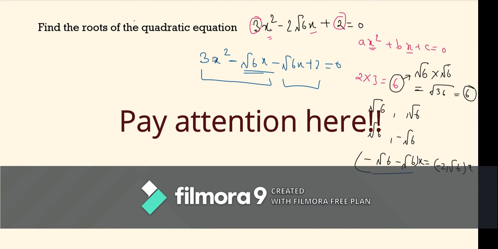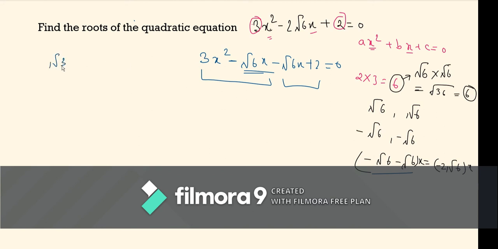So 3 can also be written as root 3 into root 3. While solving this question, you have to pay attention. You cannot leave any factor which is common in this case. So root 3. And what about root 6? So root 6 can also be written as root 3 into root 2. Okay.